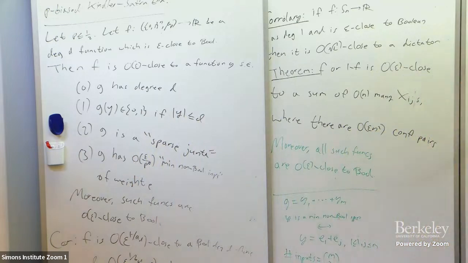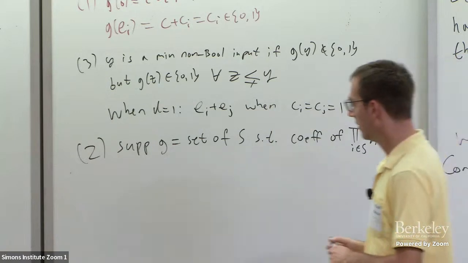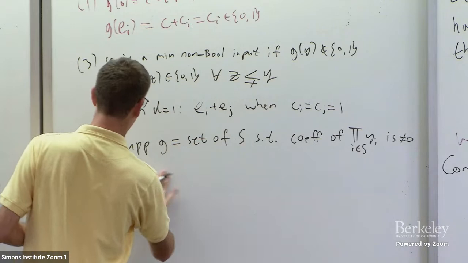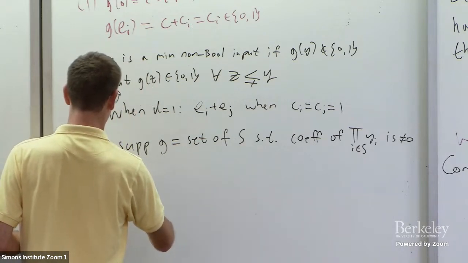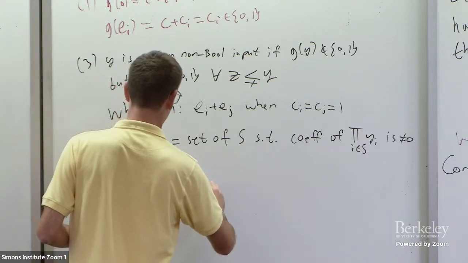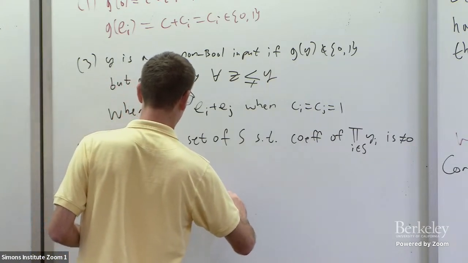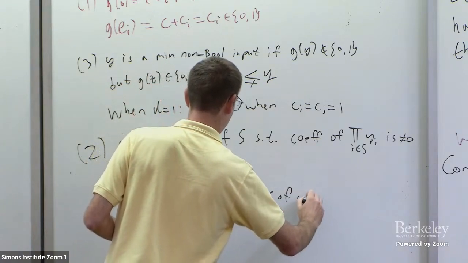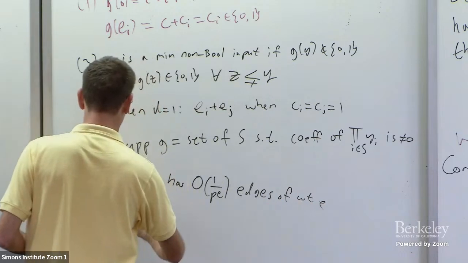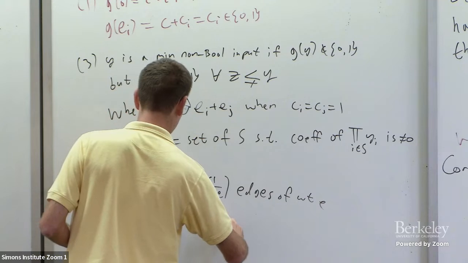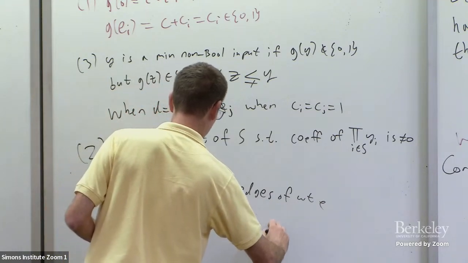Okay, so the support of G is the set of S such that the coefficient of this monomial is non-zero. We think of the support of G as a hypergraph. It has order 1 over p to the e edges of weight e, and the same holds for all lengths.